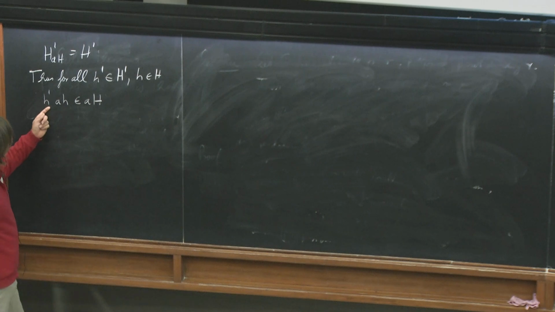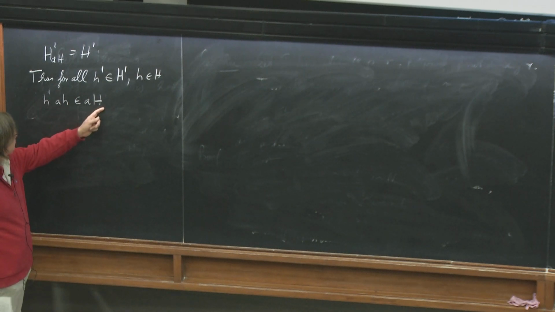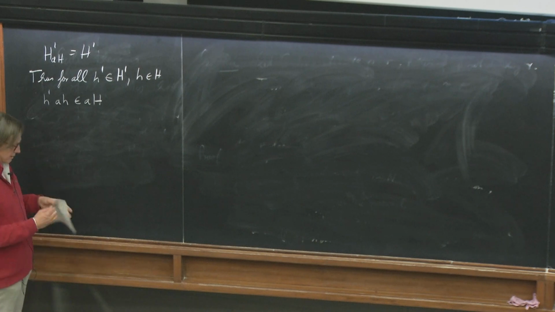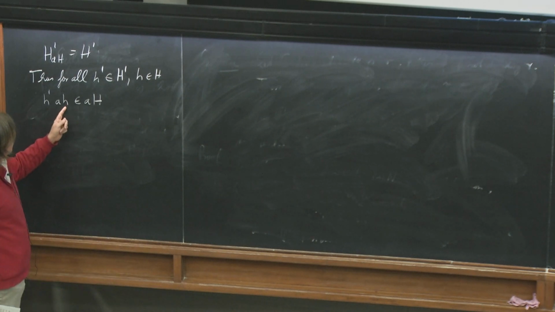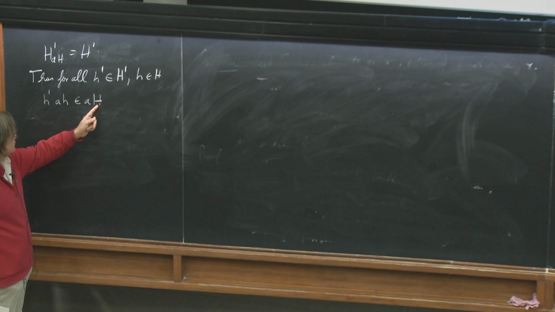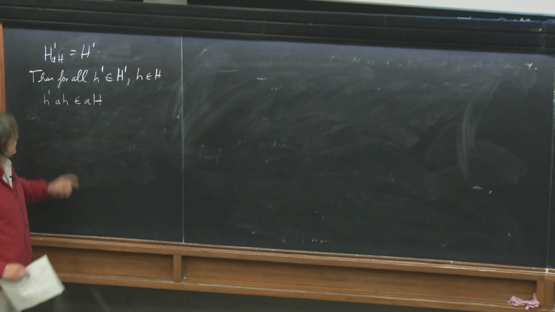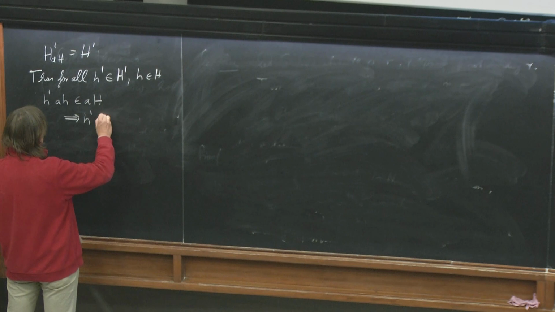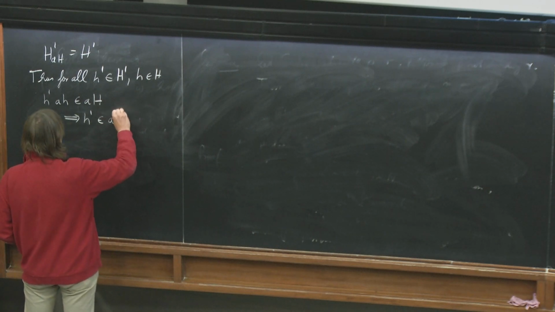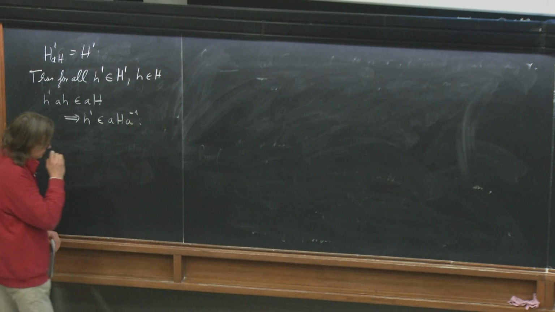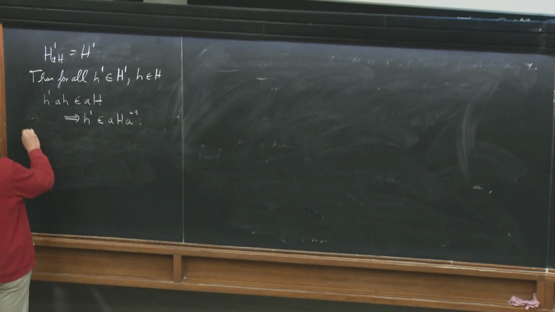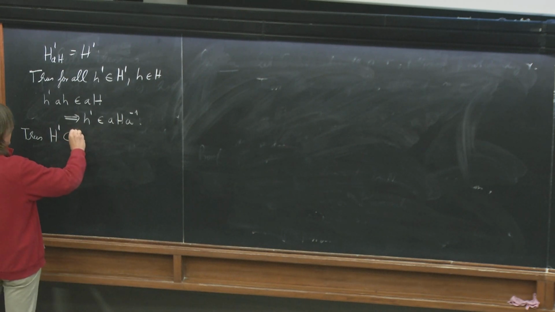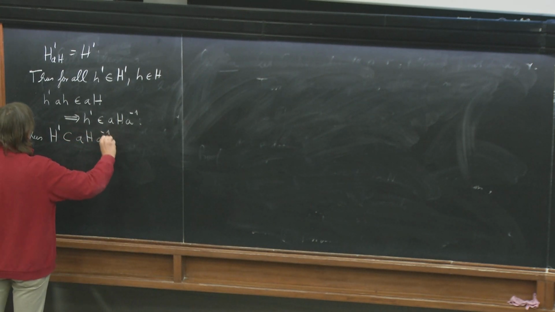So now we can multiply here by H prime. So we can multiply first by H from this side. This gets absorbed here, and then by H to the minus 1, and then by a to the minus 1. And so it follows that H prime is an element in a to the minus 1. So in other words, thus we have shown that H prime is contained in a to the minus 1.